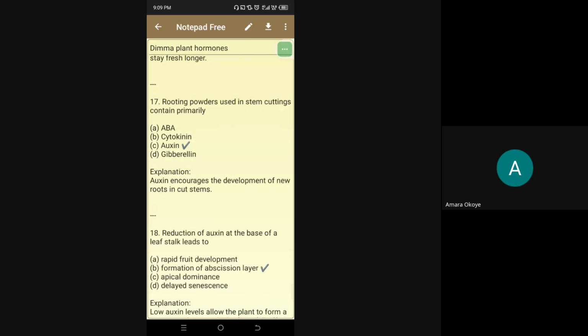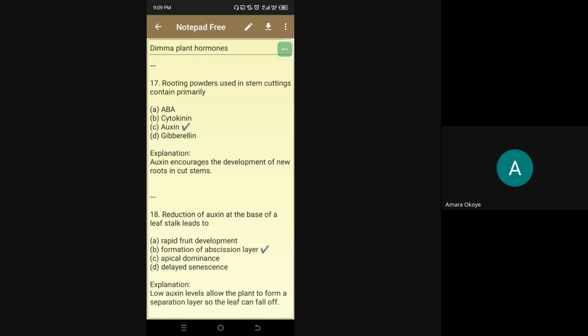Number 17. Rooting powders used in stem cuttings contain primarily auxin. And what does it do? It helps the root to grow or develop. So auxins encourage the development of new roots in cut stems.